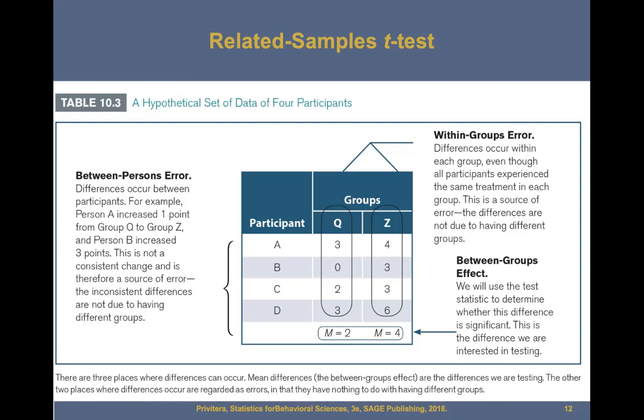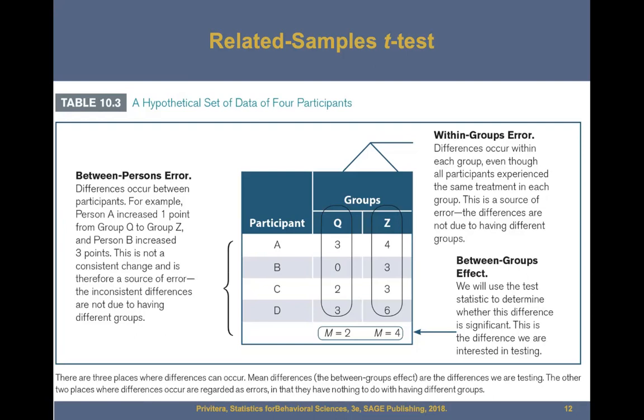The between groups effect, we use to test whether the difference is significant. This is the difference we are interested in testing. Here we have a mean of 2 or a mean of 4. We also have our between persons error, which is right here. So differences occur between each participant.